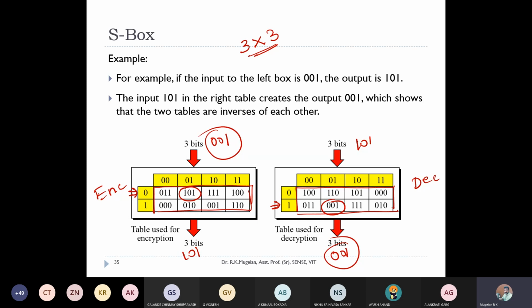Clear, guys, regarding this S-box? If you have any doubts, you can ask me now. If it is clear, you can raise your hand.